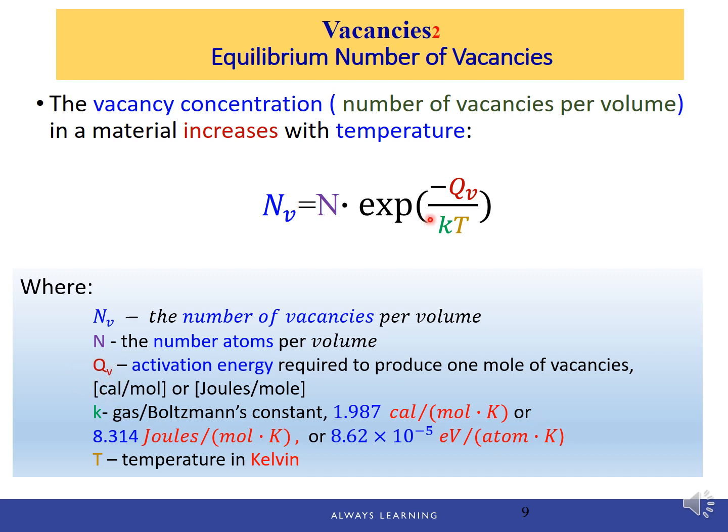k is the gas or Boltzmann's constant. It is a constant, and we can choose different values based on the given units of all the other quantities. T is the temperature, and always express the temperature in Kelvin. So again, N_V equals N times e to the power of negative Q_V over kT.